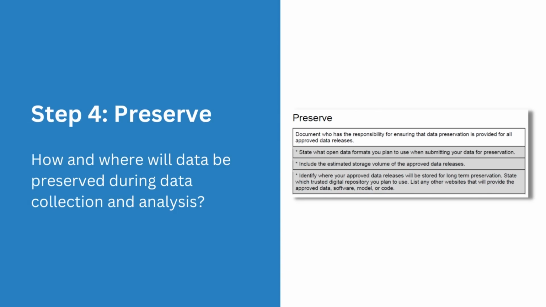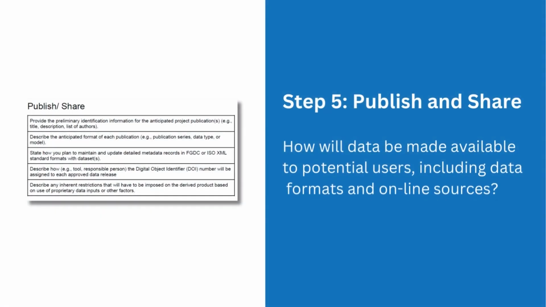State which trusted digital repository you plan to use. List any other websites that will provide the approved data, software, model, or code. Step 5. Publish and share. How will data be made available to potential users, including data formats and online sources? Image of a section from the USGS Data Management Plan checklist. The title is Publish/Share, and there are 5 items in a table below it.